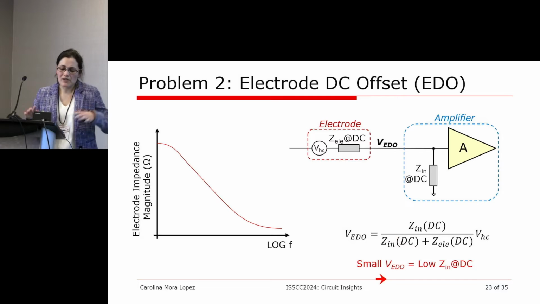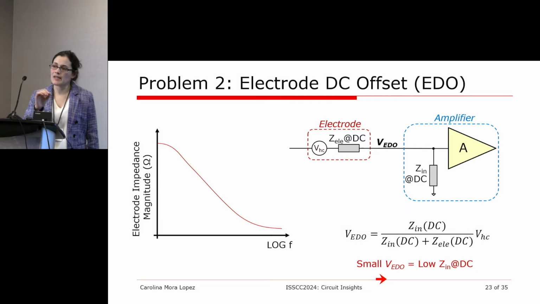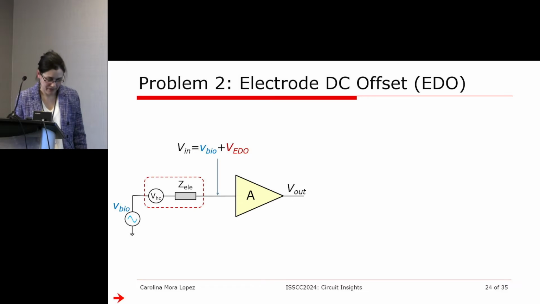If you look at this formula, something you can think immediately is, if I want to reduce that electrode DC offset, then I want a very small impedance at DC. And yes, that can be true, but at the same time, as you will see later in my presentation, you also want a very high input impedance at AC. So achieving this is not straightforward. Not necessarily is this the solution to the problem.